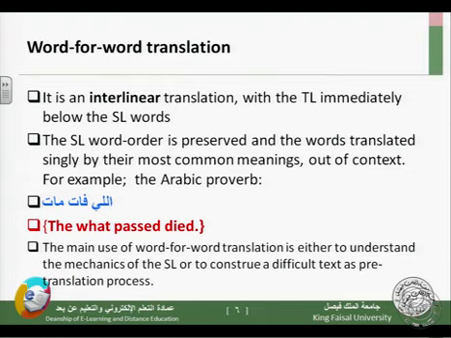Now, most translators, or let's say beginners, translate literally, word for word. Word for word means it is interlinear, otherwise you put words under each other. It means the source language word order is preserved, and the words are translated singly by their most common meanings out of context. In other words, you want to translate, let's say, from Arabic. We have a proverb in Arabic. I'm sure most of you know this proverb. Illi fat mat.